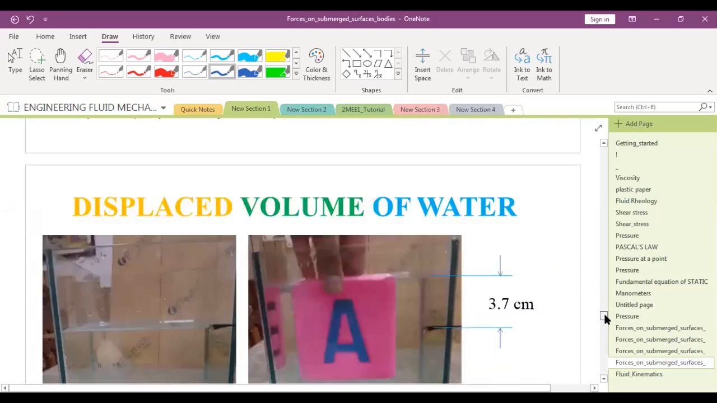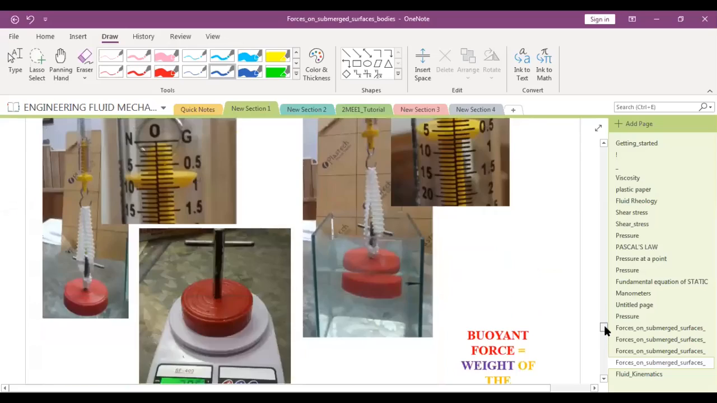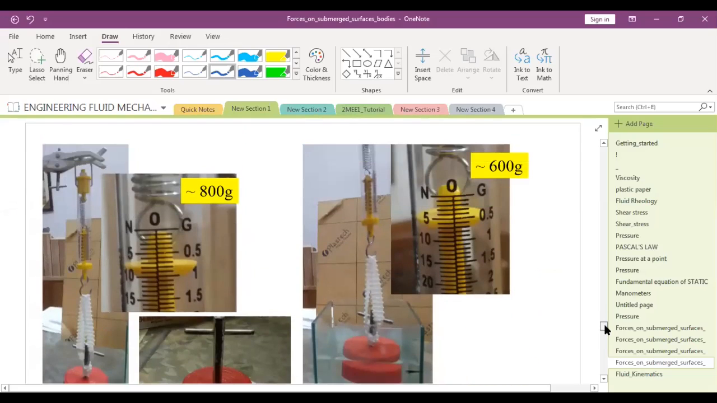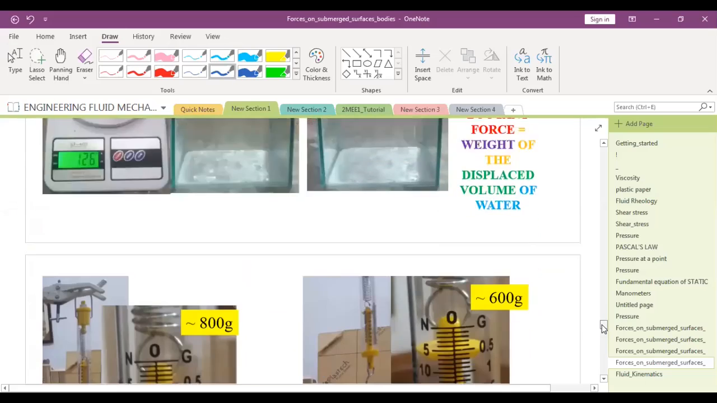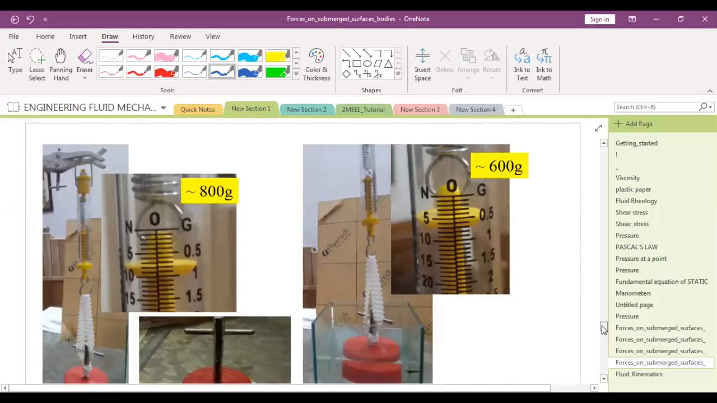Now I am showing you certain experiments which are carried out, and this will help you to appreciate how Archimedes principle goes when it is in real life operation.